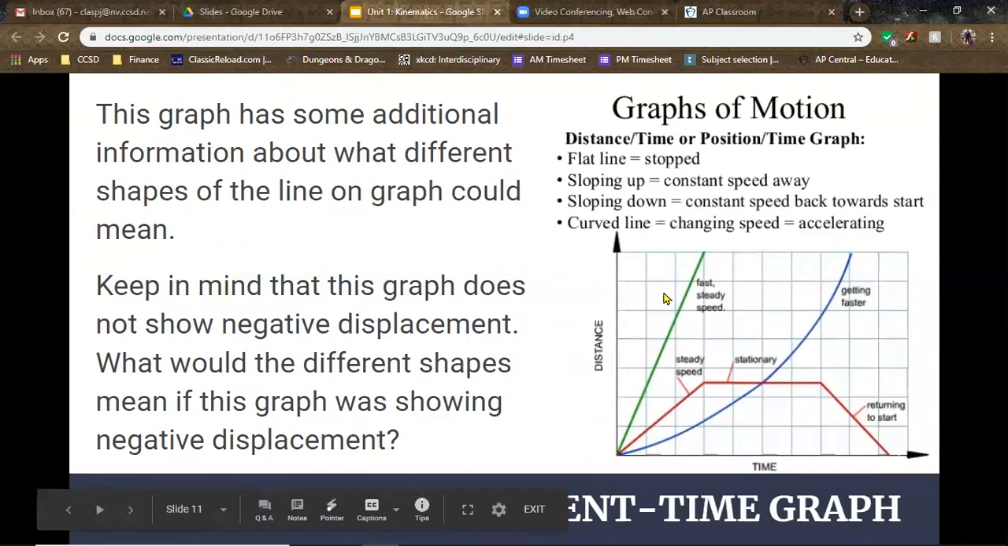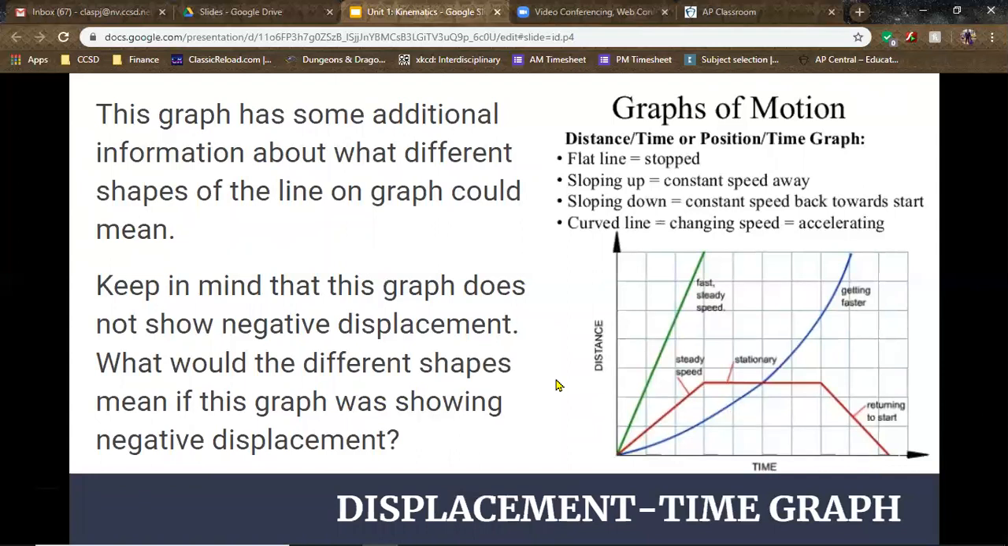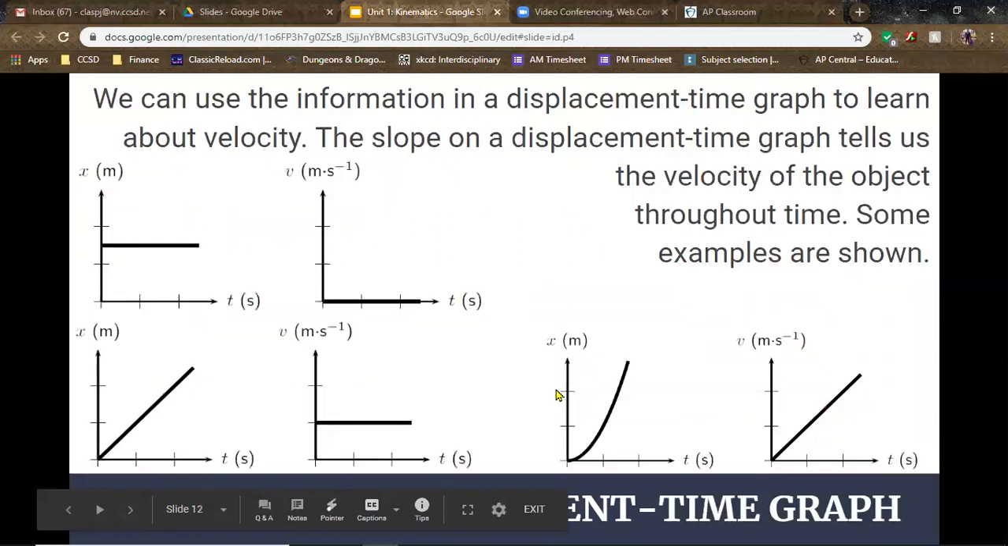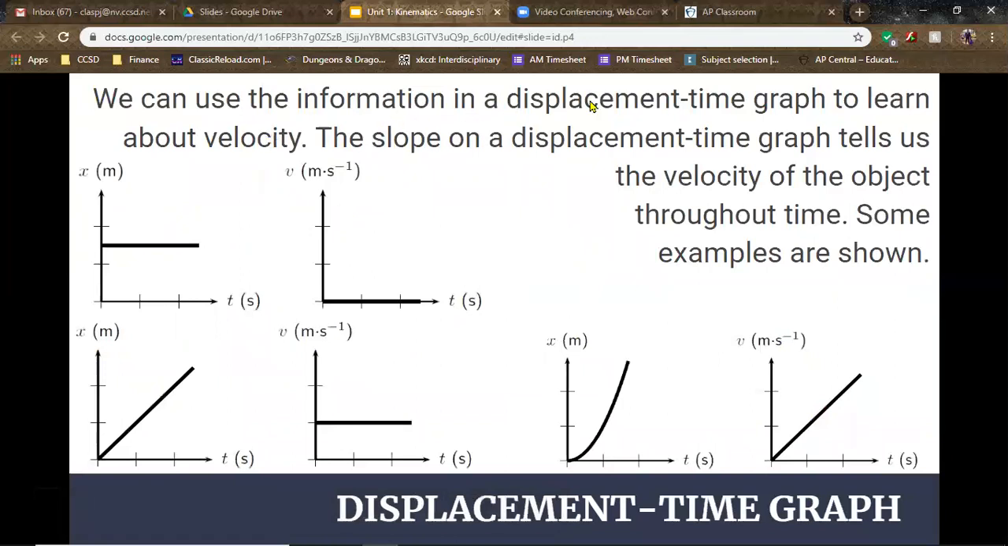Now, keep in mind this graph only shows you the positive position. Negative position works as well. You just got to pay attention to what that could mean. So I want you to consider what the different shapes would mean if the graph was showing negative displacement. Okay, so we can use information in a displacement time graph to learn about velocity. The slope on a displacement time graph tells us what the velocity of an object is throughout time.